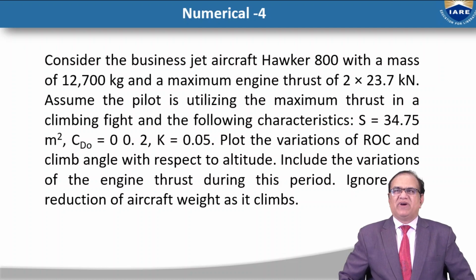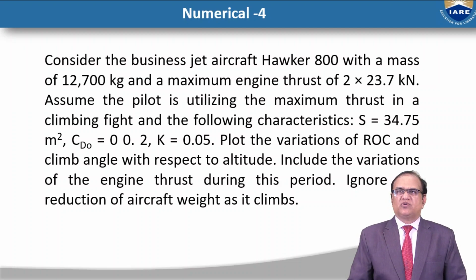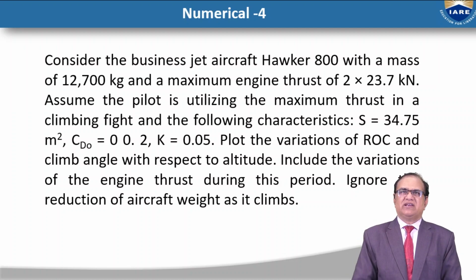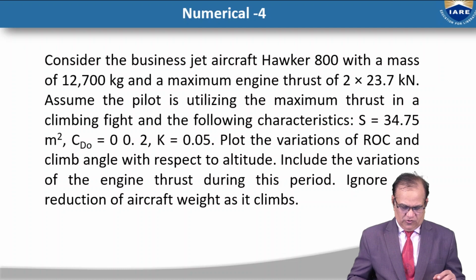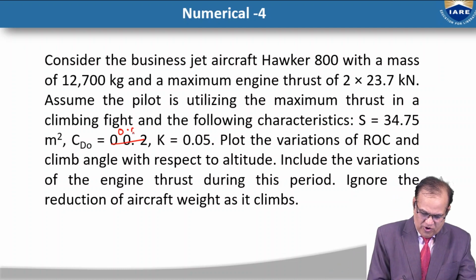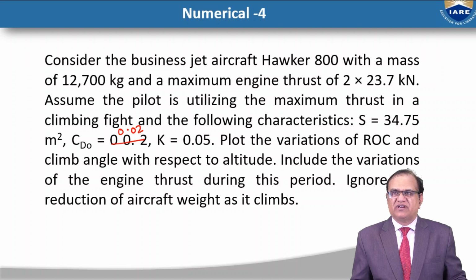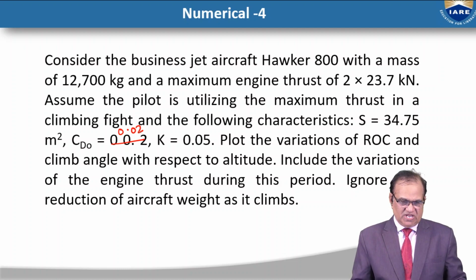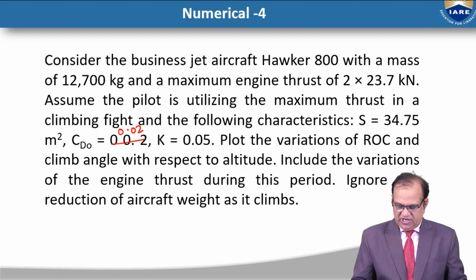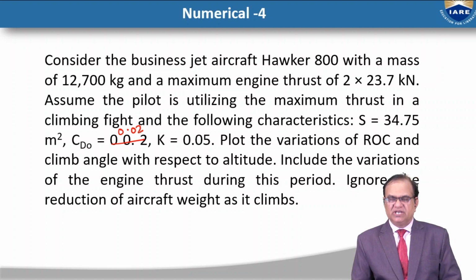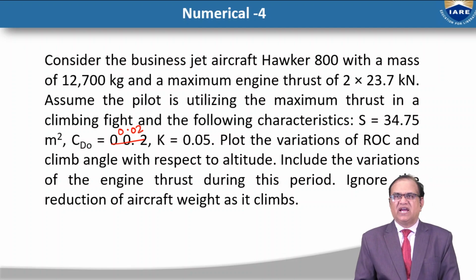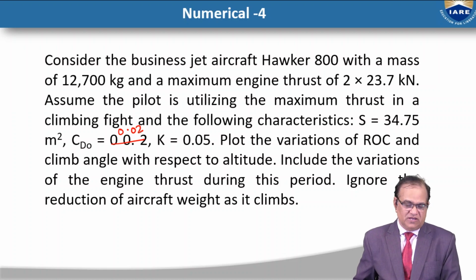Assume the pilot is utilizing the maximum thrust in a climbing flight, and the following characteristics: S is equal to 34.75 meter square, CD naught is equal to 0.02. K is equal to 0.05. Plot the variation of rate of climb and climb angle with respect to the altitude. Include the variations of the engine thrust during this period. Ignore the reduction of the aircraft weight and its climb. So these are the few things which we have to solve.